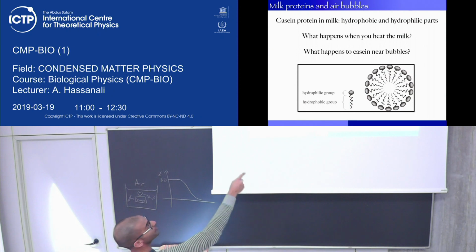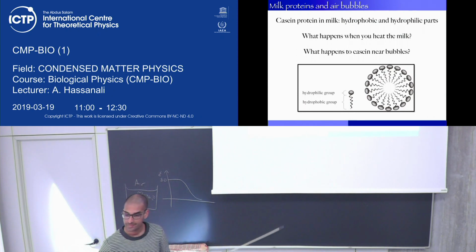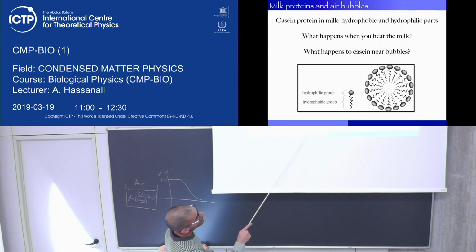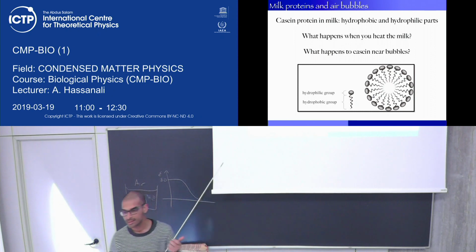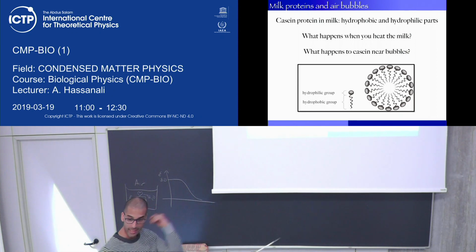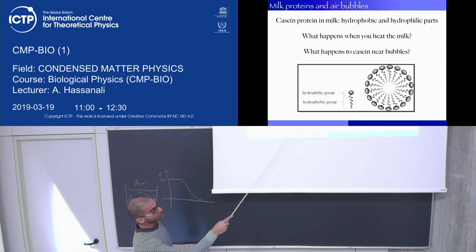So one of the proteins in milk is called casein, and casein looks like a tadpole, so it has a head that likes water, and it has a tail that hates water. And when I say like and hate, I mean in terms of energetics. So if I was to look at the enthalpy of the interaction between this and water, it would be negative. This and water would be positive.